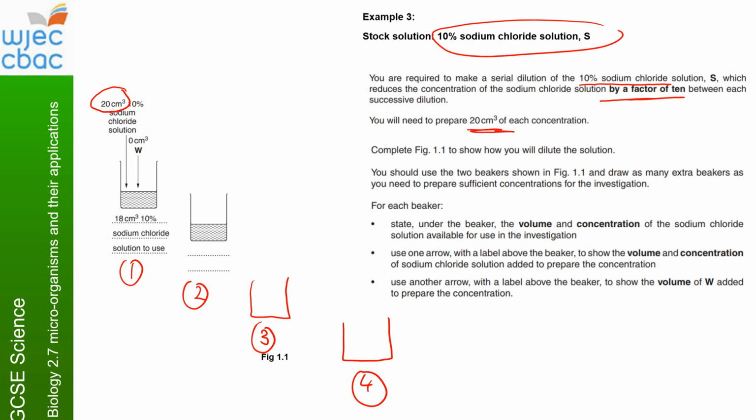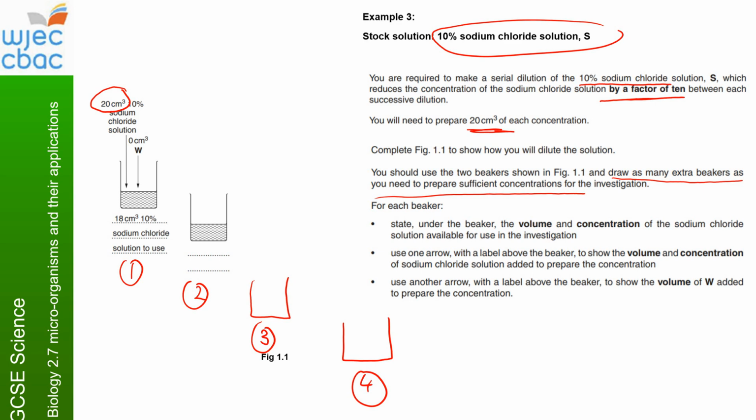You can use the 2 beakers shown, and then it says draw as many beakers as you need to prepare sufficient concentrations for an investigation. So we're just going to go up to beaker 4 here today. Under each beaker, state the volume and the concentration of the sodium chloride. Use one arrow with a label above the beaker to show the volume and concentration. Use another arrow to show the volume of water added to prepare the concentration.